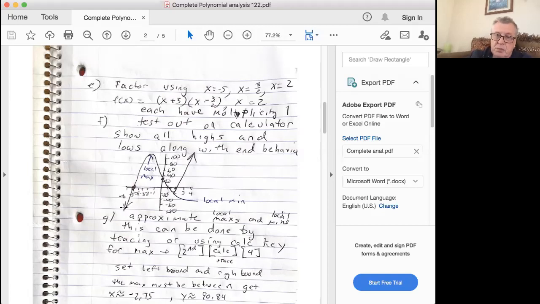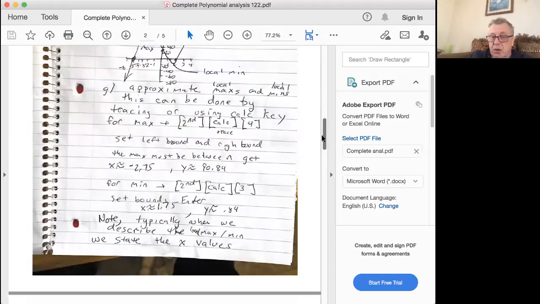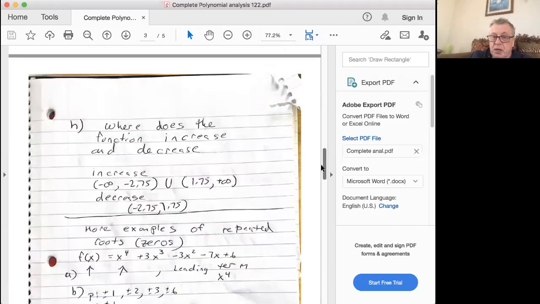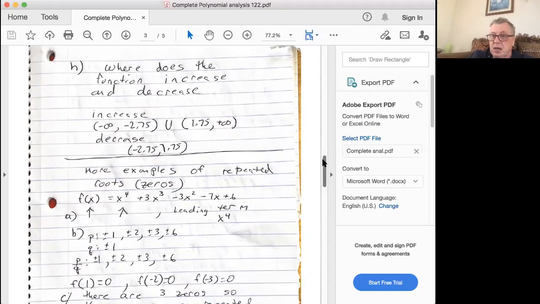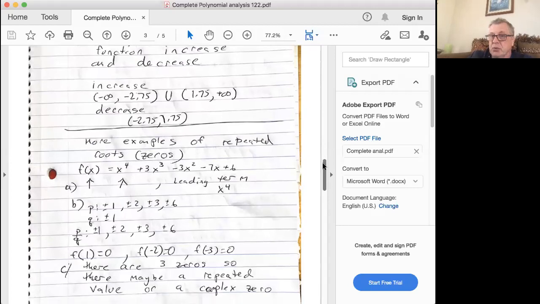So it increases between negative infinity and this local max of minus 2.75. And then it decreases to this local min, and then increases beyond that. So the local min, if we recall, was at 1.75. So it's going to increase from negative infinity to minus 2.75. Then it decreases from minus 2.75 to 1.75. That's where the min hits. And then it goes back to increasing from 1.75 to positive infinity. It doesn't include any endpoints, since it doesn't increase or decrease at the max or min.